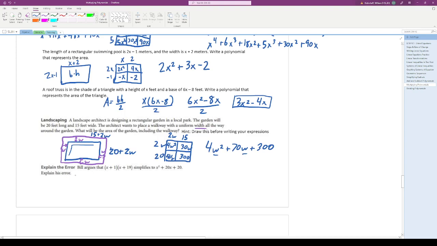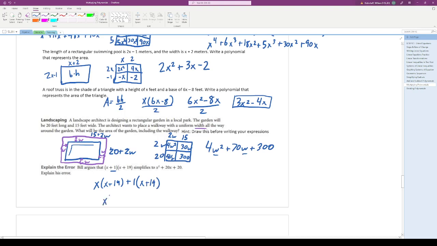All right, last question. Bill argues that the product of these binomials simplifies to x squared plus 20x plus 20. Explain his error. So in order to explain the error, we should probably go through the problem ourselves. And let's use the double distribution this time. So we're going to do x times x plus 19. And then we're going to do plus 1, so that was our second part of the first binomial, times x plus 19.